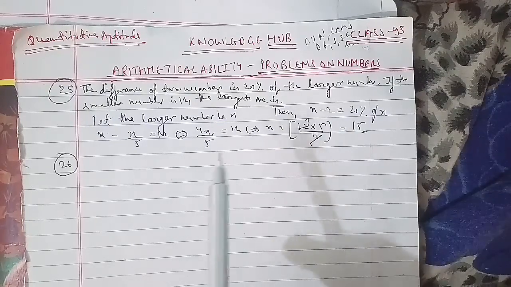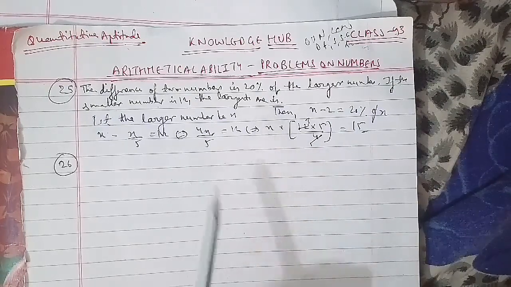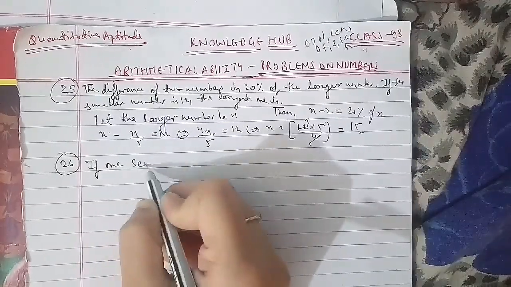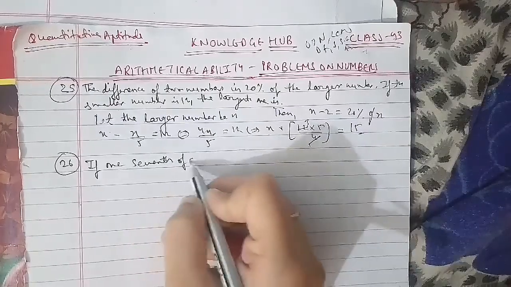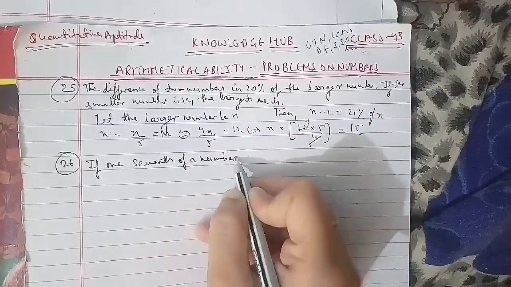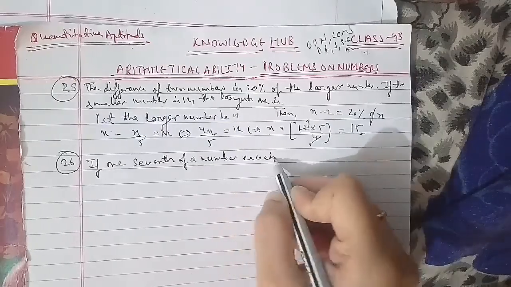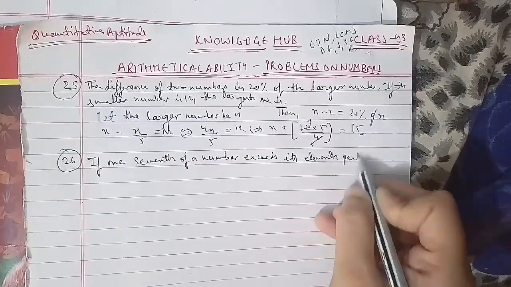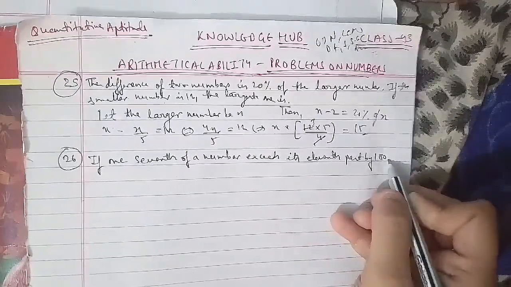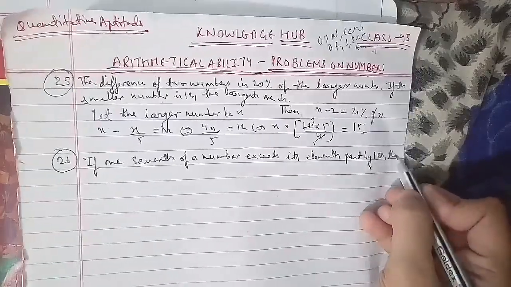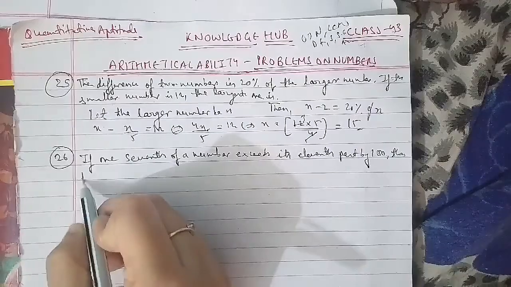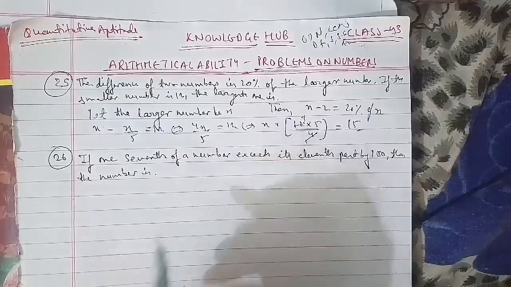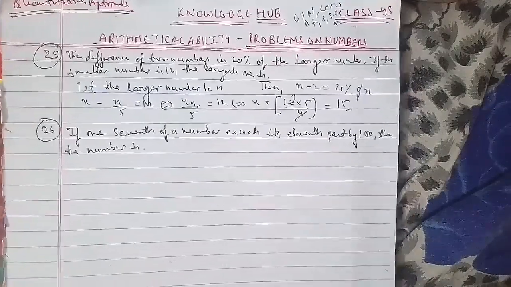If 1/7 of a number exceeds its 11th part by 100, then the number is what we have to find. The options, as I told you, are 770, 1100, 1825, 1925 as well. And for the same we have to go ahead.